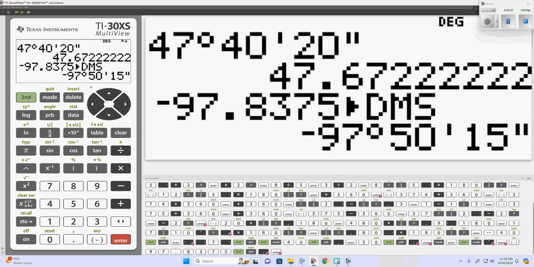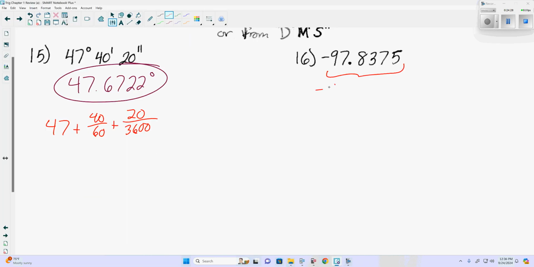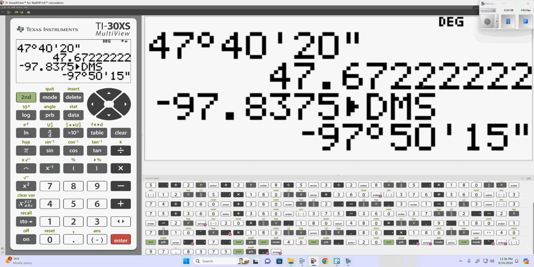I mean, for the most part, we hadn't had to worry about the mode being flipped around because for geometry, everything's in degrees. We don't talk about radians. Trig is really the first place we bring up radians. Negative 97, 50, 15. 50, 15, I had it flipped.